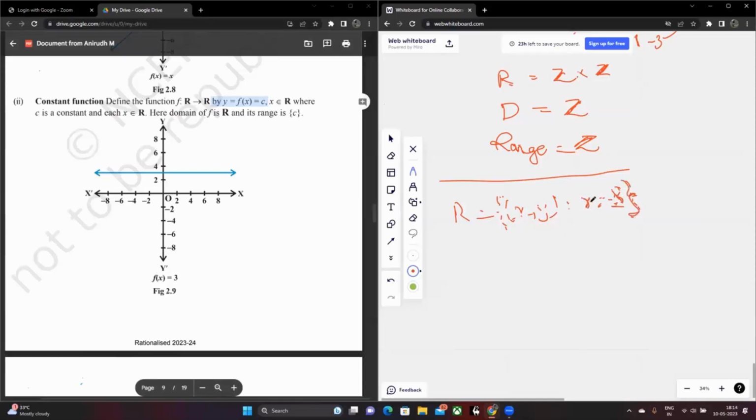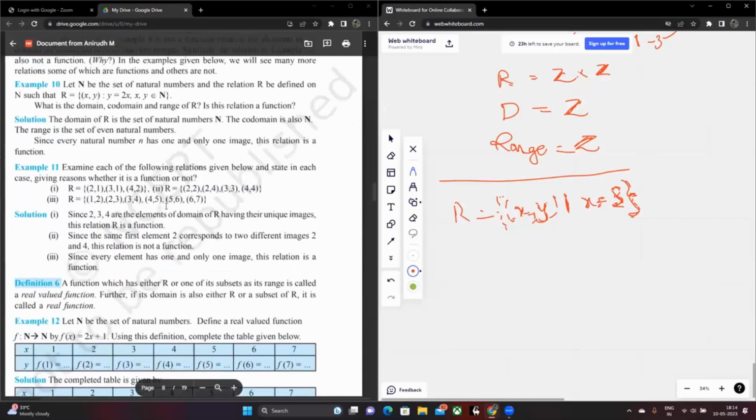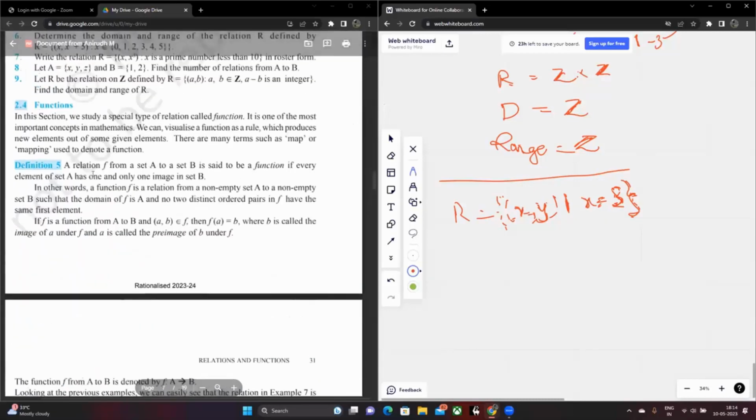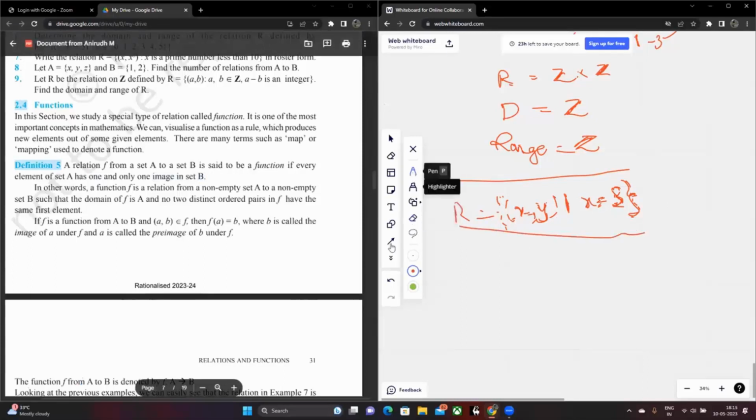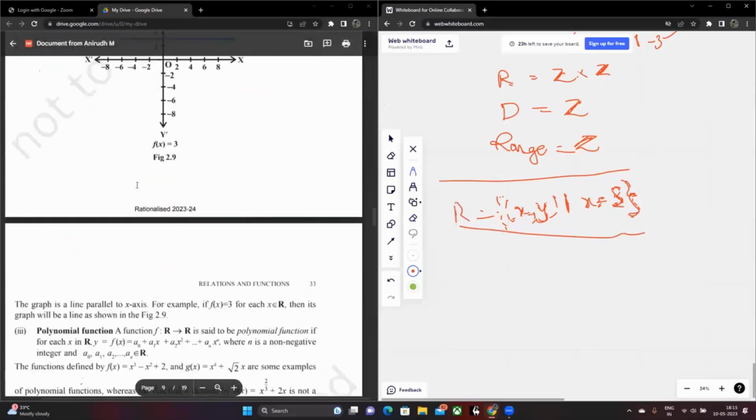Because for a function to exist, for every first element 3, you would have an infinite number of second elements y. That violates the condition that you can only have one and only one image in set B. Here you have an infinite number of images in set B. So this is not a function, but this is a relation. This is an extra fact, don't mind me.